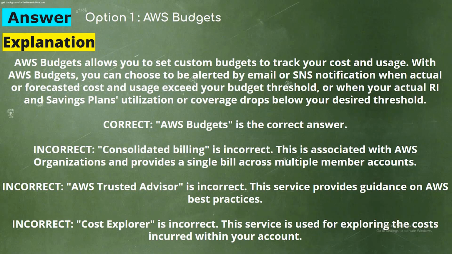Incorrect. Consolidated Billing is incorrect. This is associated with AWS Organizations and provides a single bill across multiple member accounts. Incorrect. AWS Trusted Advisor is incorrect. This service provides guidance on AWS best practices. Incorrect. Cost Explorer is incorrect. This service is used for exploring the costs incurred within your account.